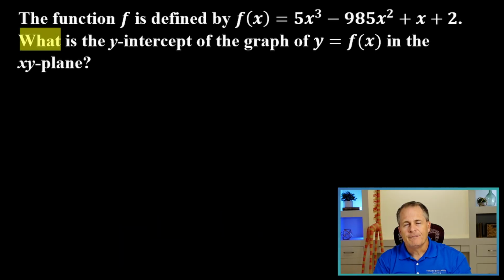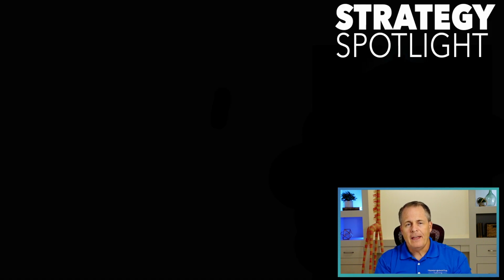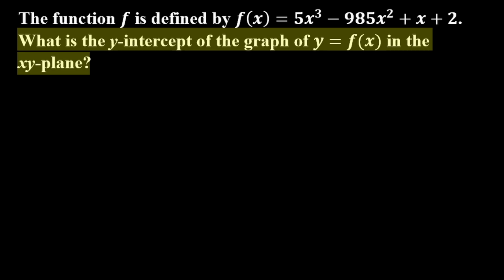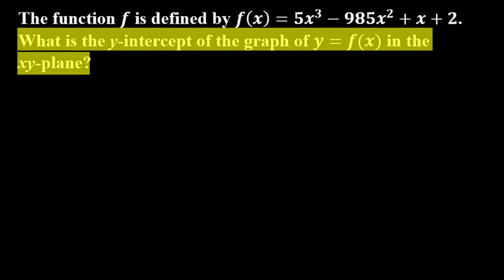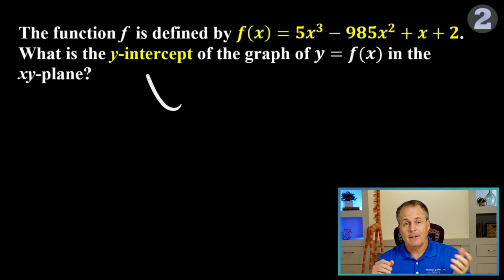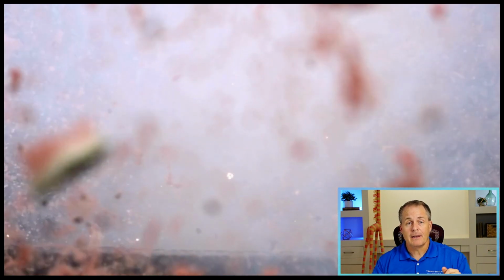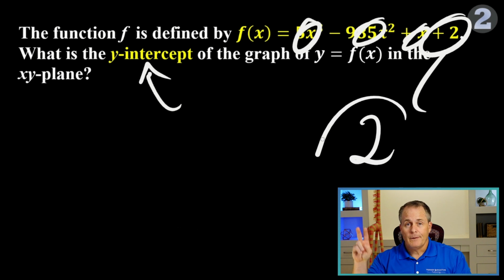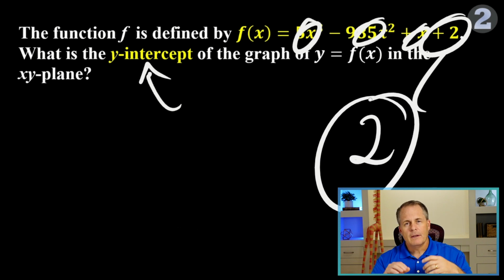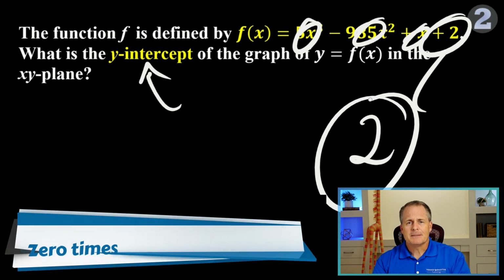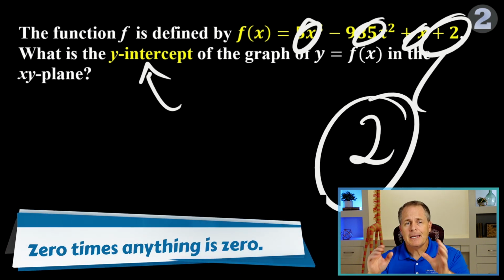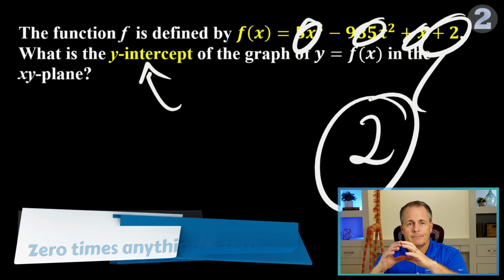Again, find the what, then find the most important word. Shockingly, it's another Y-intercept problem. Putting in 0 eviscerated nearly everything, and all that was left was 2. If you're not sure why nearly everything disappeared, it's because 0 times anything is 0.